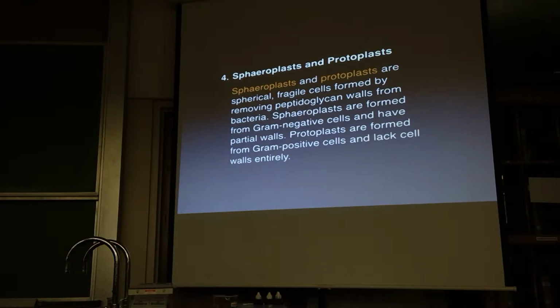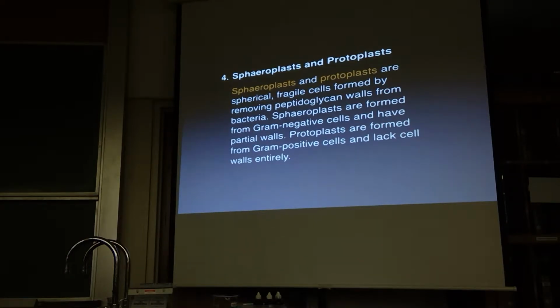Okay, anyway, spiroplasts and protoplasts, they form when the bacteria lose their peptidoglycan. The difference between them has to do with what kind of cell was there initially. If the cell is a spiroplast, it initially was gram-negative. And a spiroplast, when it loses its peptidoglycan, it still has the outer membrane of the cell wall. Remember, gram-negative cells have a cell membrane, and then a thin layer of peptidoglycan, and then an outer membrane. You take away the peptidoglycan, you still have that outer membrane. A protoplast is made from a gram-positive cell, and it has no wall at all.